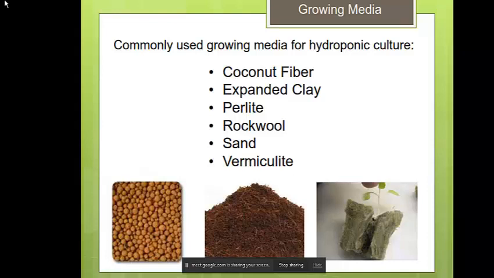Tell me what is the function of sand, rock wool, perlite, vermiculite? Why are we using them? Who will tell me? What is the function of perlite, rock wool? Why should we use them?